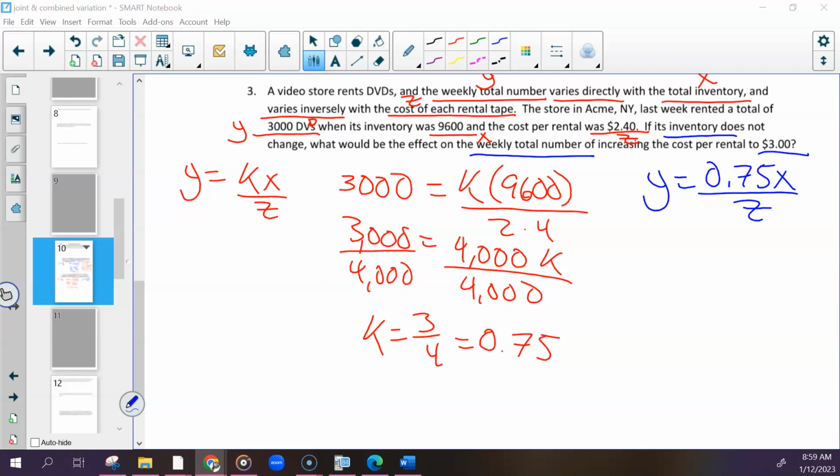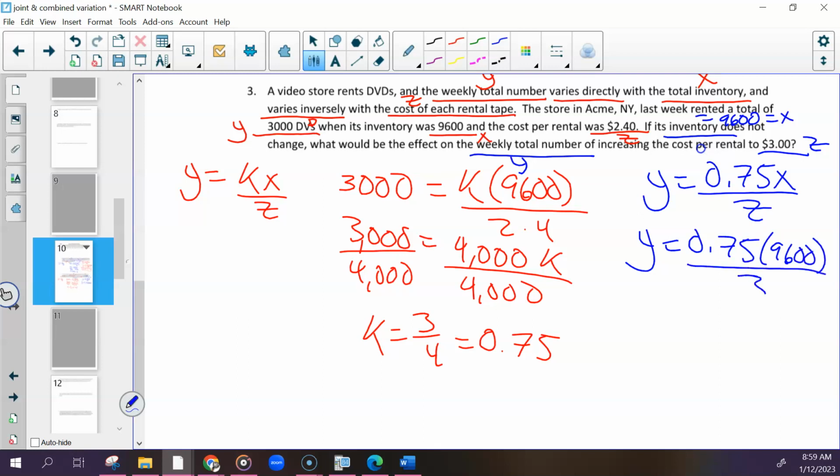X was our inventory. Here it says the inventory does not change. So that means our inventory is going to stay whatever it was before, 9,600. So we don't know y. So again, solve for Y, put in everything else. We have 0.75 times 9,600 all over 3 now. What would your Y value be?